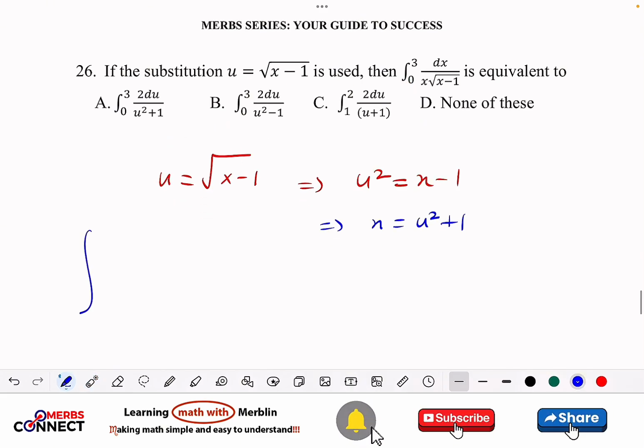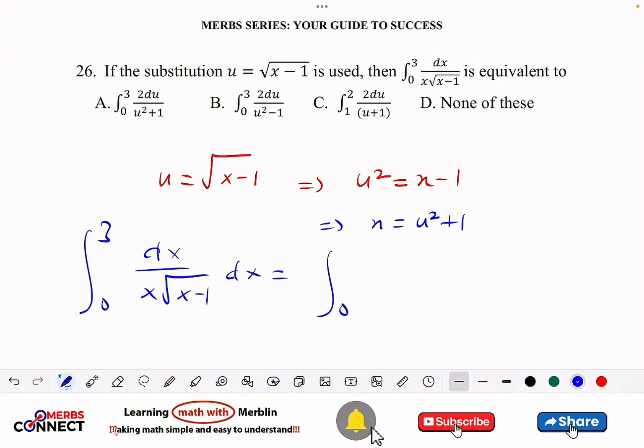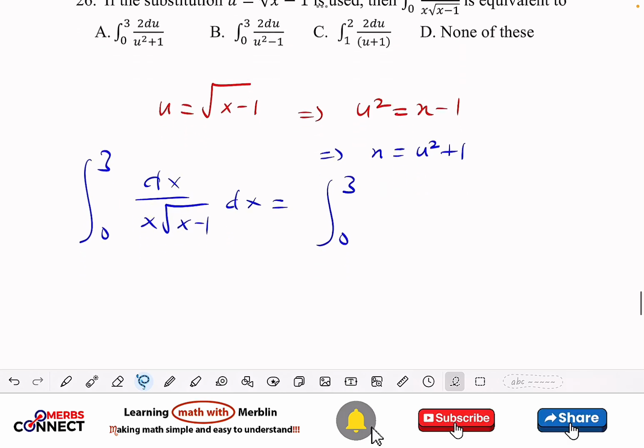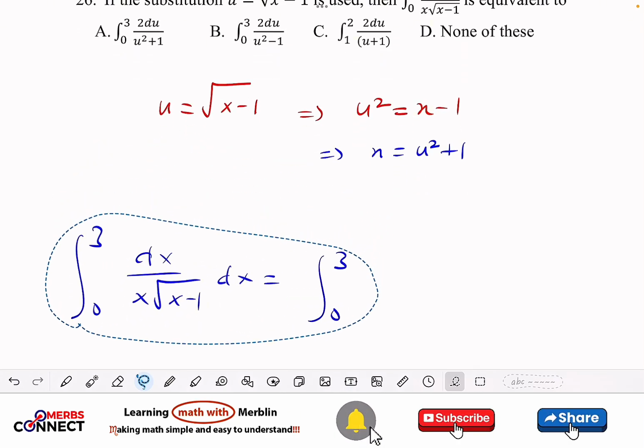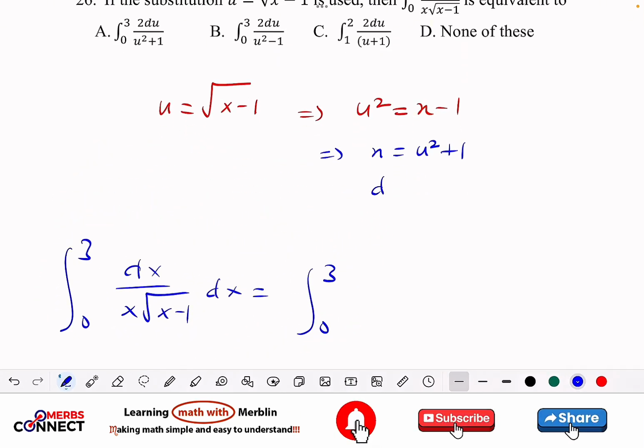So from 0 to 3, dx over x square root of x minus 1 dx will be the same as from 0 to 3. Now I should be able to differentiate x. So let's do the differentiation here. Dx over du will be equal to 2x and dx will be equal to 2x du. Is that right?